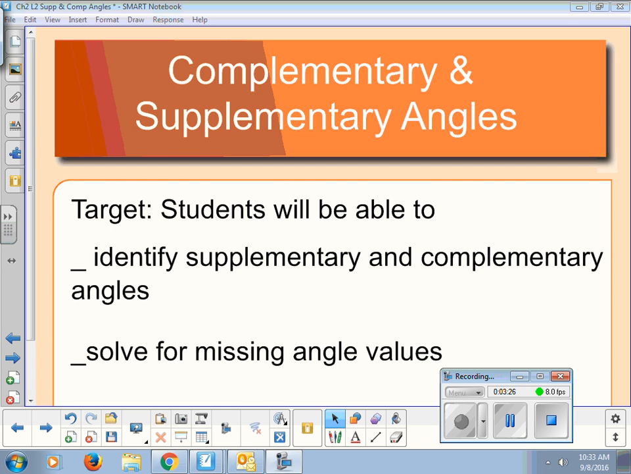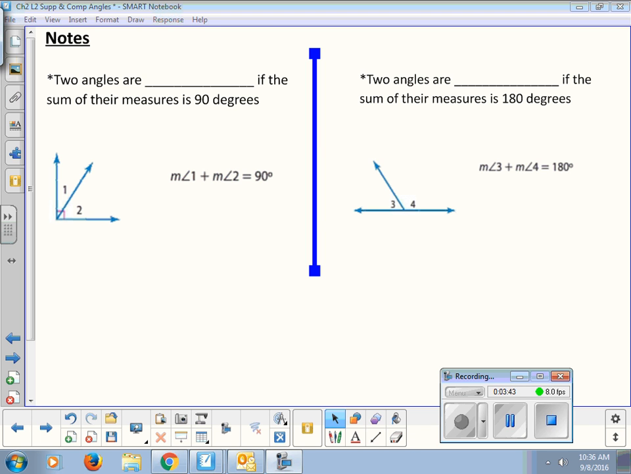Okay, so the heading for today's lesson is complementary and supplementary angles. Our target is students will be able to identify supplementary and complementary angles and solve for missing angle measures. We have two new vocabulary words. Our first vocabulary word is complementary. Two angles are complementary angles if the sum of their measure is 90 degrees.